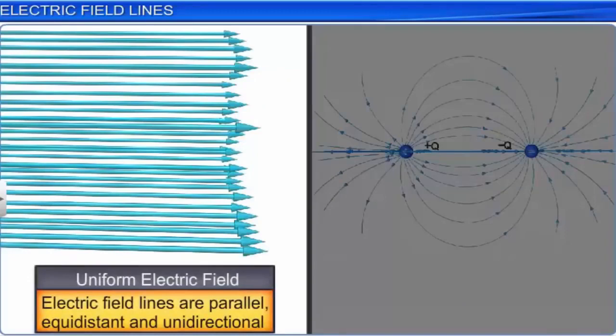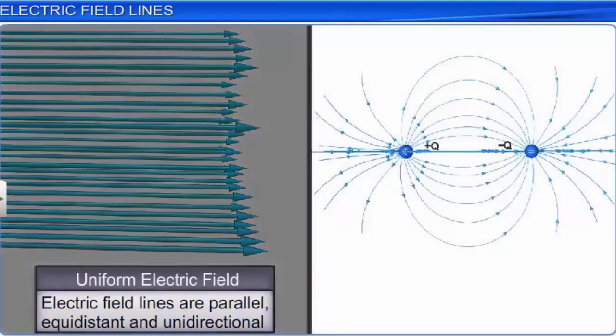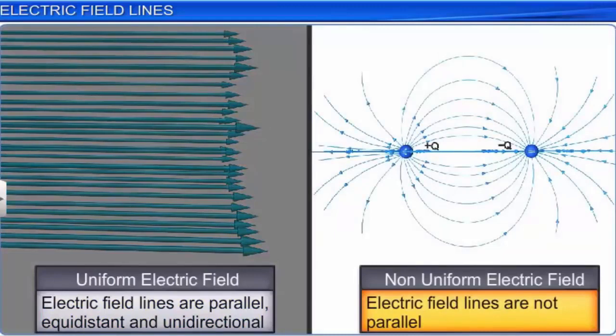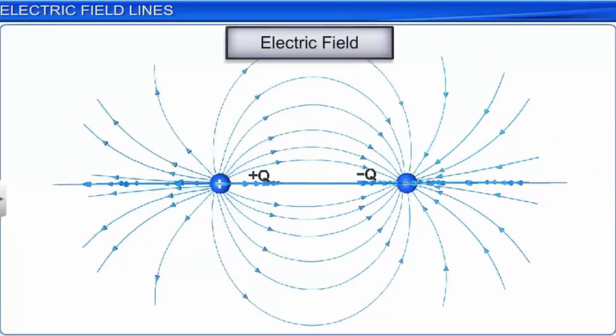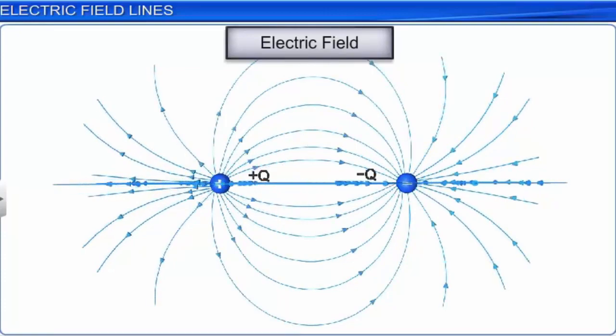For a uniform electric field, the electric field lines are parallel, equidistant and unidirectional. For a non-uniform electric field, the electric field lines are not parallel. In a charge-free region, the electric field lines are continuous curves without any breaks.